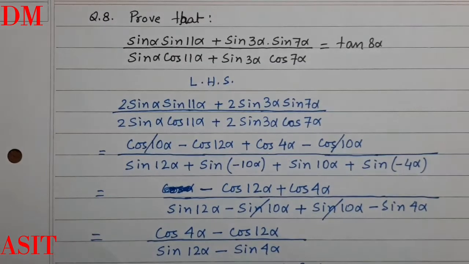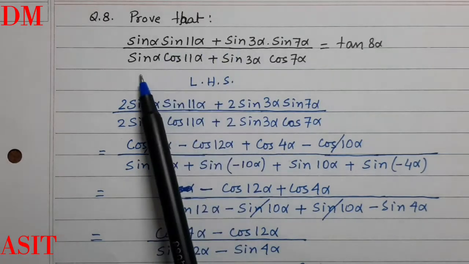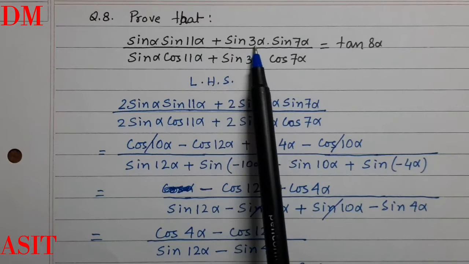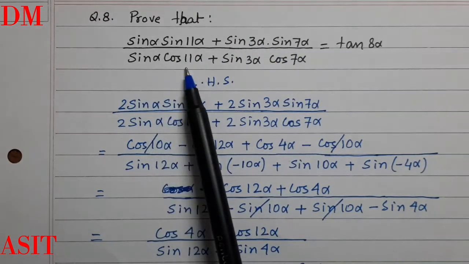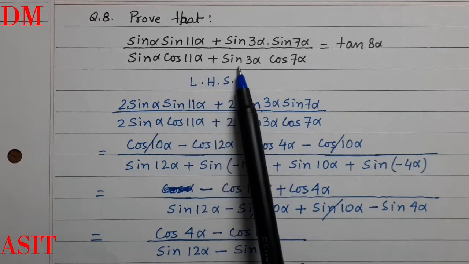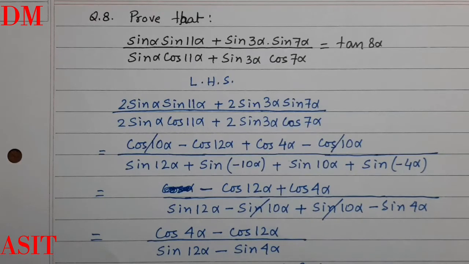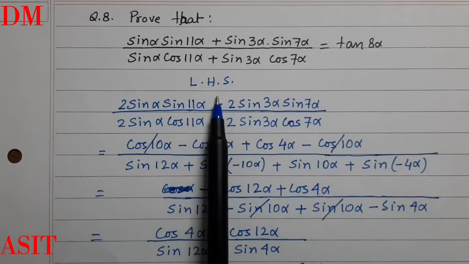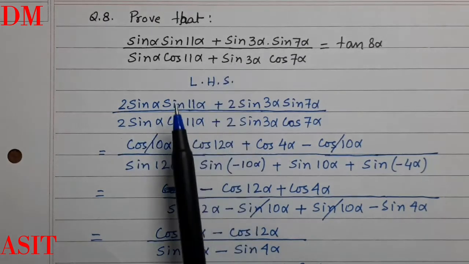Now let us see the next question. It is given that prove that sin alpha sin 11 alpha plus sin 3 alpha sin 7 alpha by sin alpha cos 11 alpha plus sin 3 alpha cos 7 alpha equals to tan 8 alpha. So let me take the left hand side. So it is given that this is the left hand side.